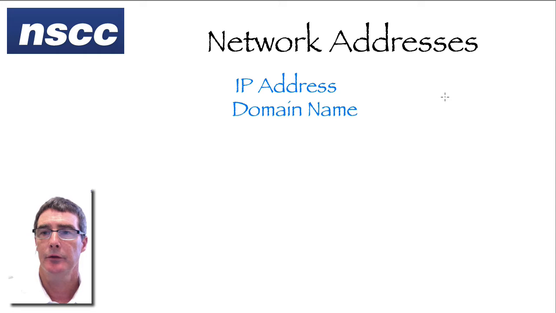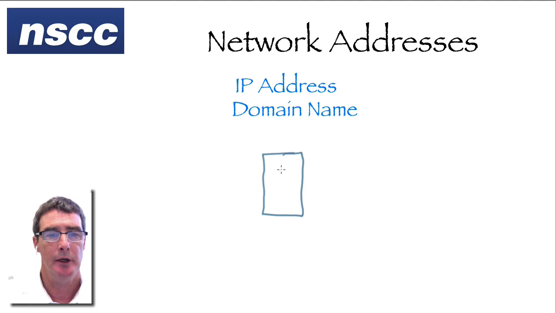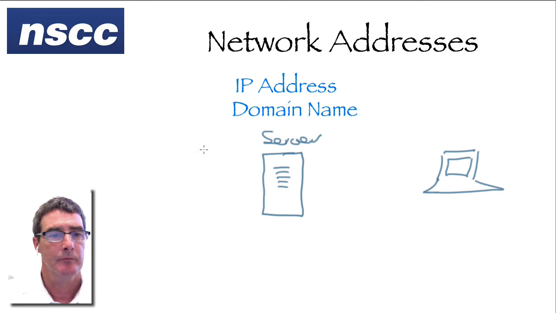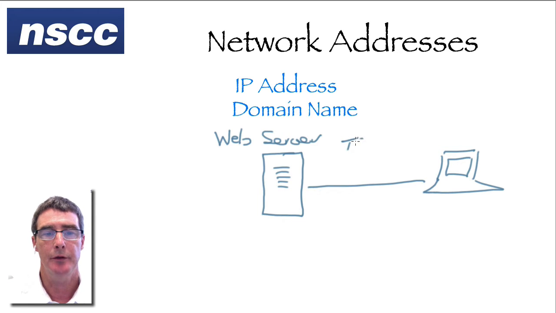Before we look at some application layer protocols or services in detail, we first have to understand how network addressing works. So let's suppose we have a server and we have a client machine, some distance apart. We'll assume this is a web server. In order for a message to be sent over a TCP/IP network, each computer must be assigned a numeric address that's unique on the network.